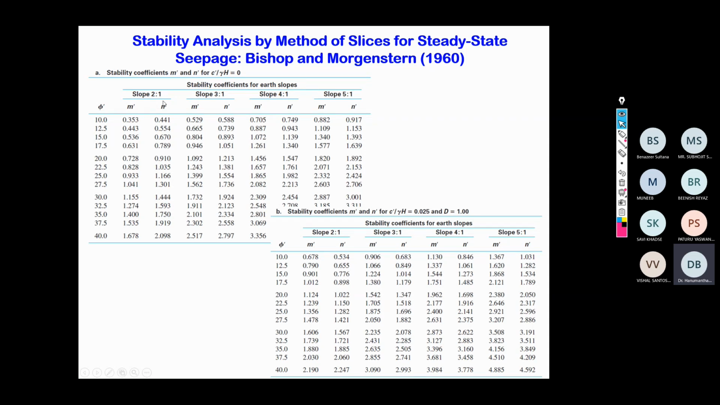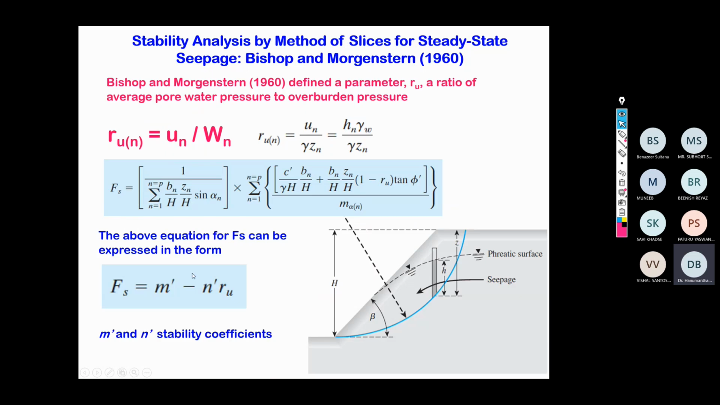Suppose the slope is 2:1 and the internal friction angle of your soil is 20 degrees, so you can pick up the m dash value as 0.728 and the n dash value as 0.91. So I know m dash and n dash. Straight away put these two terms in this equation, Fs is equal to m dash minus n dash into ru. Either you can assume some value, or alternatively you can directly calculate the value. Anything is okay.